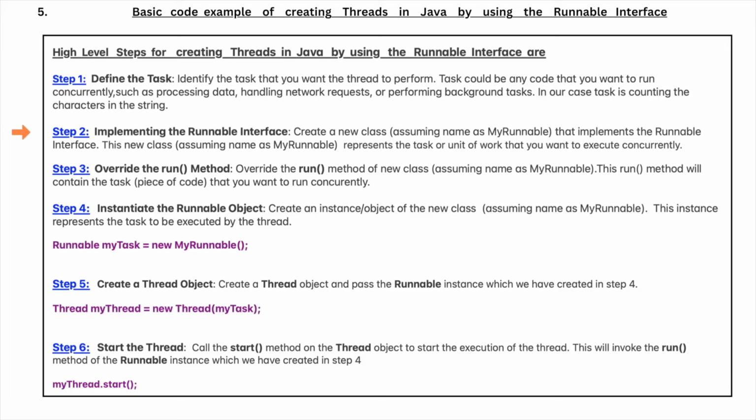Step 2. Implementing the Runnable interface. Create a new class, assuming the name as MyRunnable, that implements the Runnable interface. This class, MyRunnable, represents the task or unit of work that you want to execute concurrently.